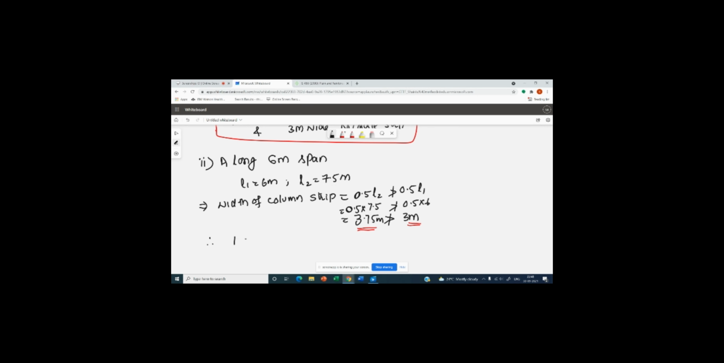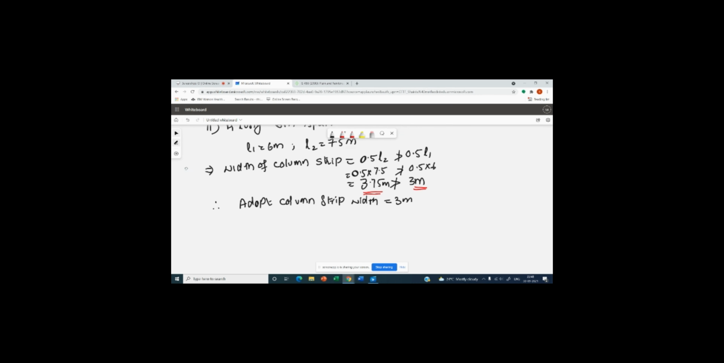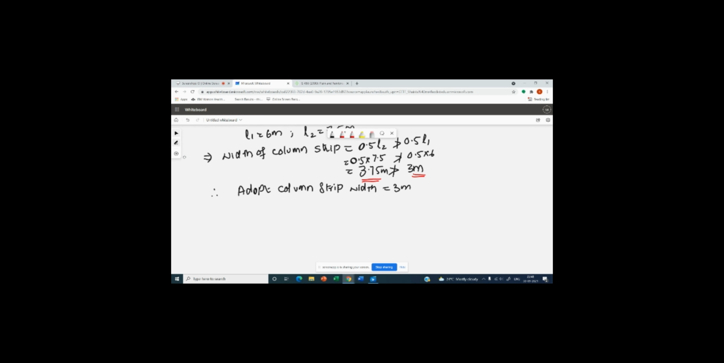So finally, you can write: adopt column strip width 3 meters. When the column strip width is 3 meters, the length was 7.5 meters.